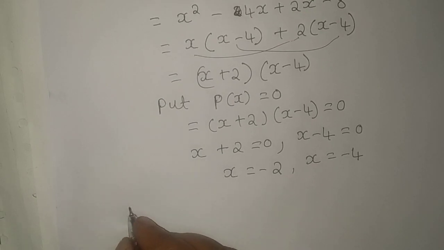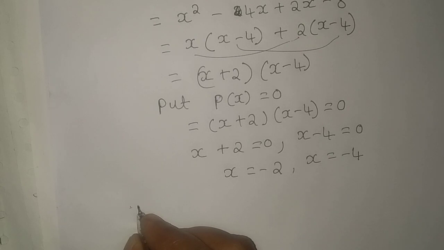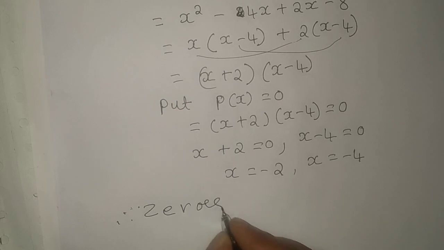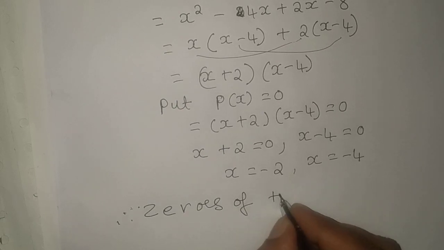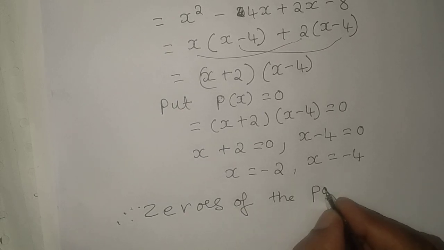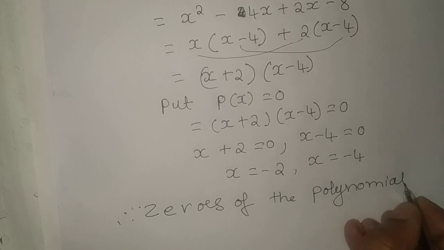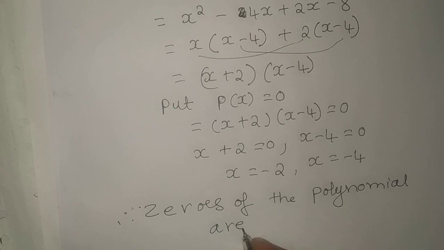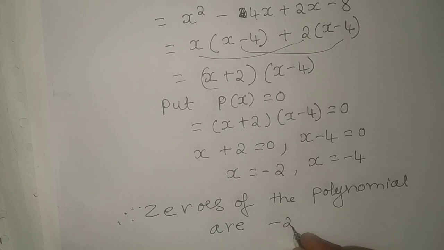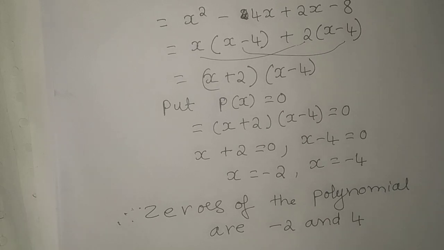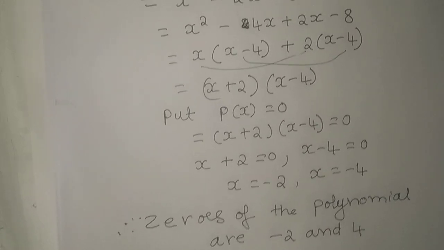Hence we can finally write, therefore, the zeros of the polynomial are minus 2 and 4. So this is the solution.